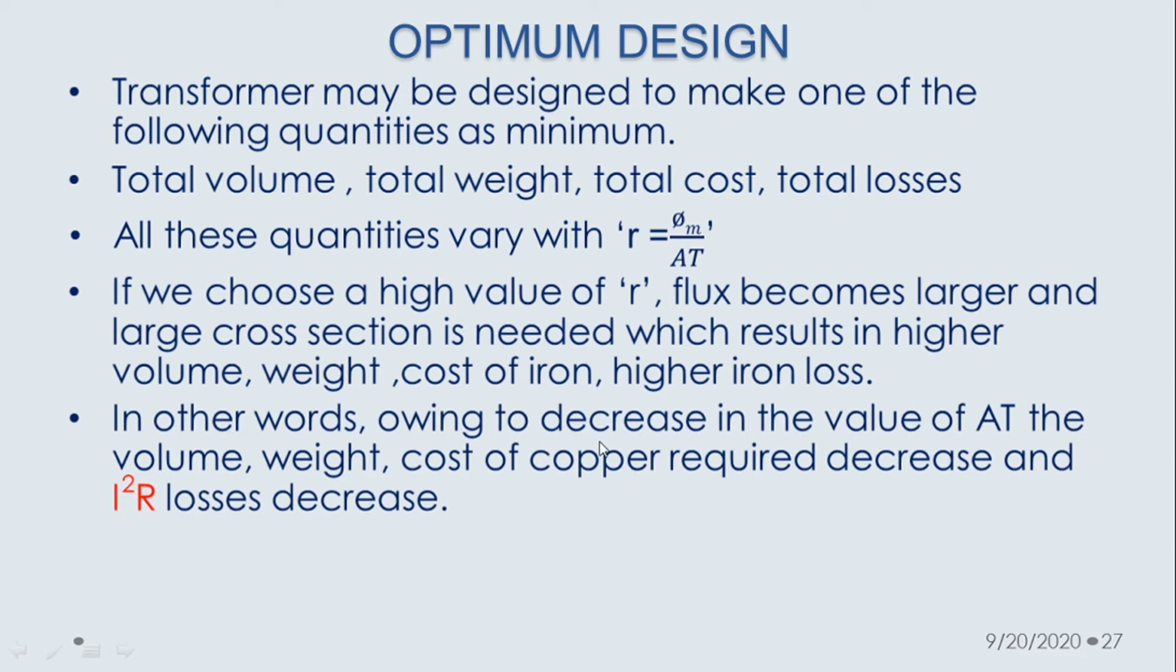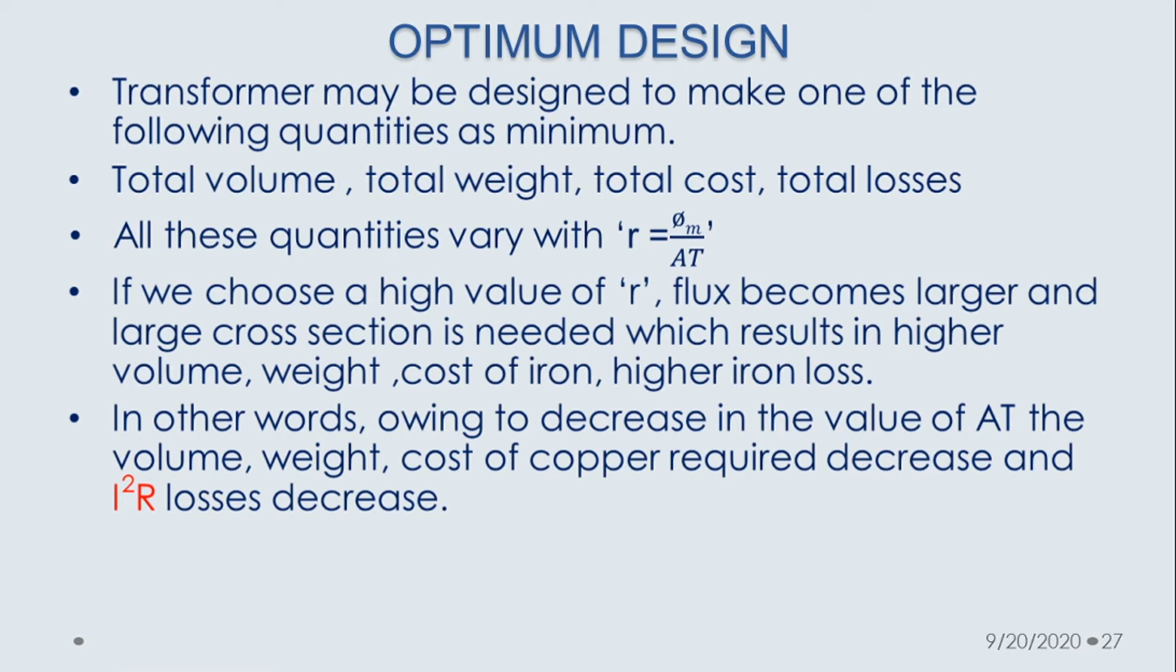In other words, owing to a decrease in the value of AT, if the value of AT decreases, then the r value will be higher, correct. Then the volume, weight, and cost of copper required decrease. Because the AT value decreases, the magnitude of current and the number of turns in the winding will be less. That will in turn reduce the volume of the machine, which again reduces the weight of the machine, and the cost of copper required also decreases, because the number of turns in the winding will be less.